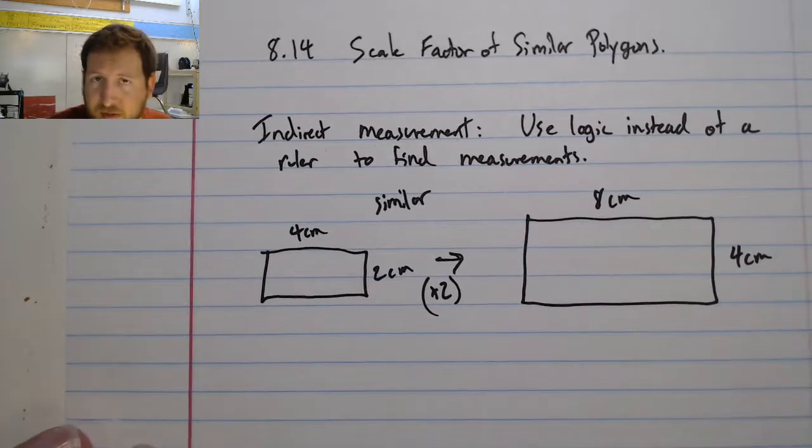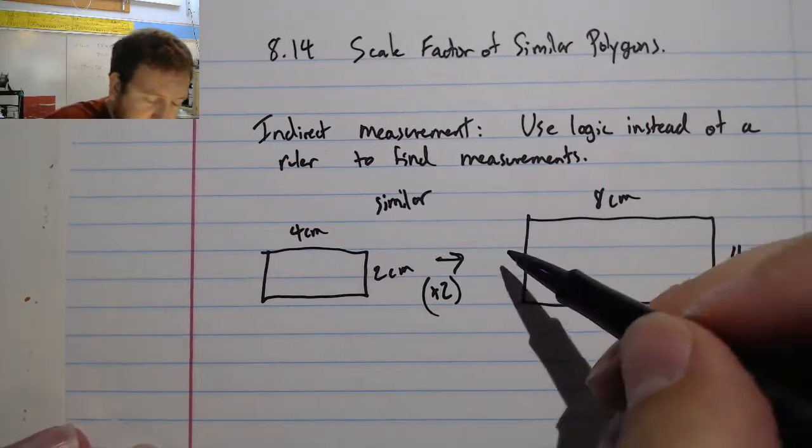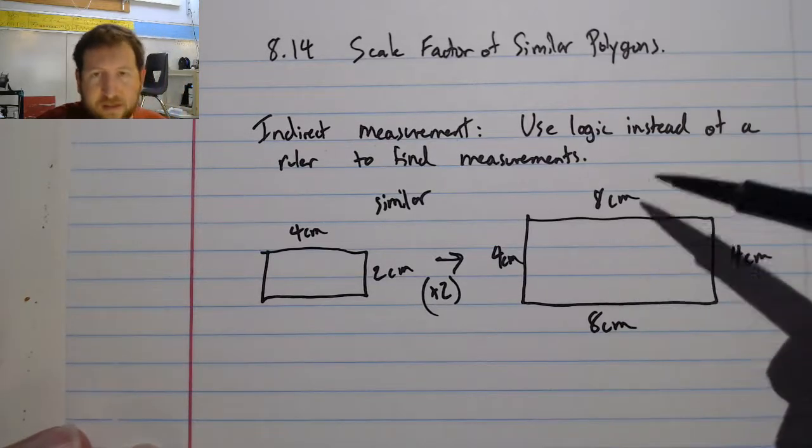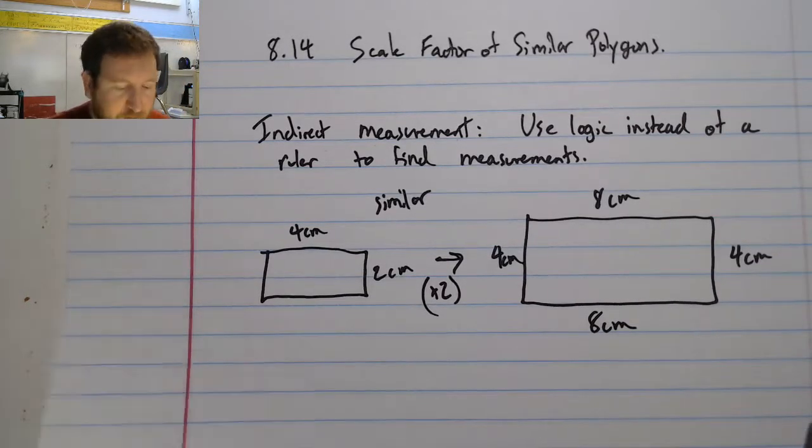In fact, I can even use my other knowledge about rectangles to fill in the rest of the measurements if I need to, because I know that opposite sides are congruent in a rectangle.